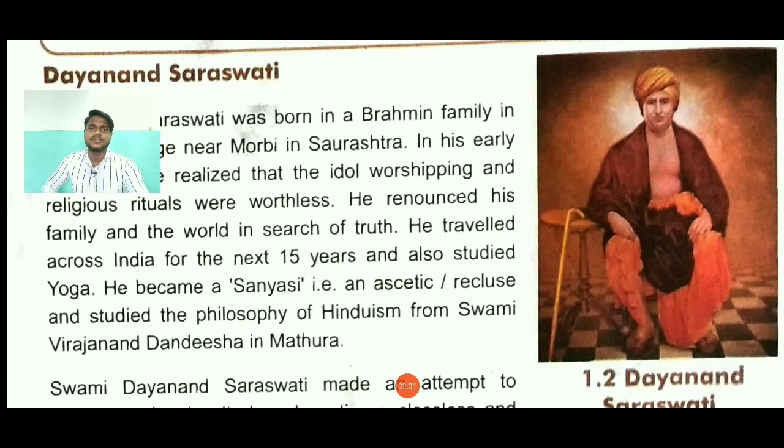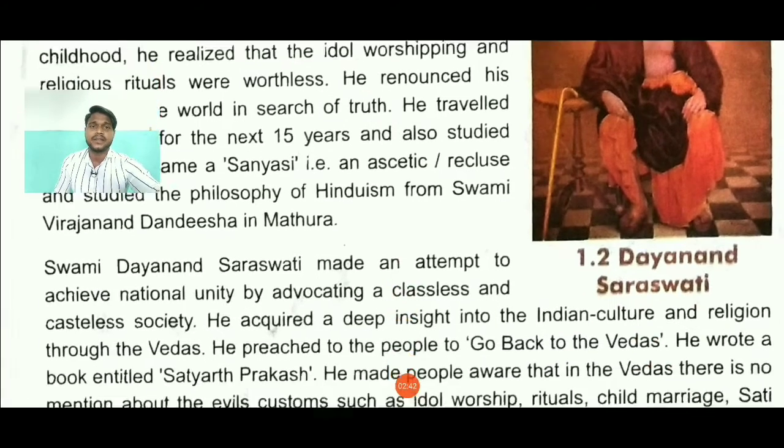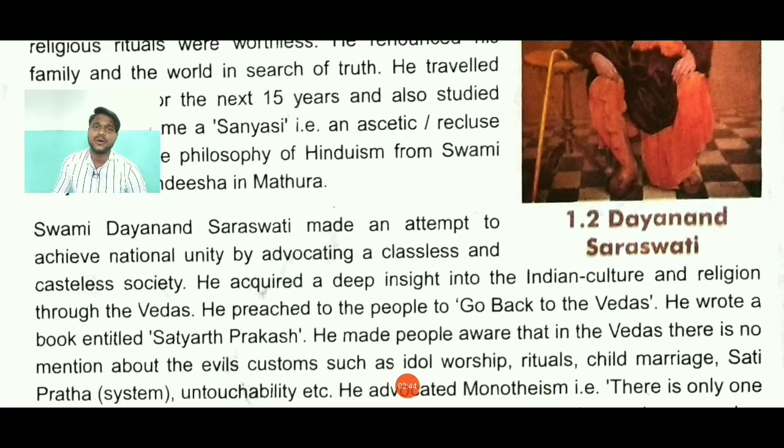Now see, as you can see, my dear, the figure of Swami Dayanand Saraswati is displayed on your screen, that is figure number 1.2. Swami Dayanand Saraswati made all the attempts, you can see here, to achieve national unity by advocating a classless and casteless society.